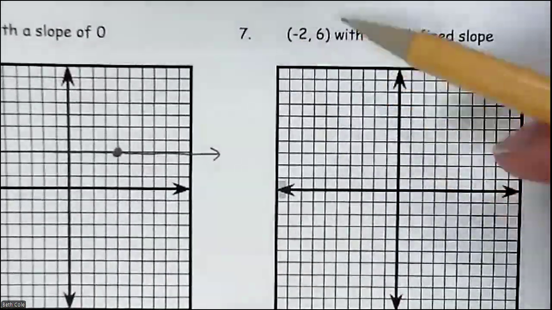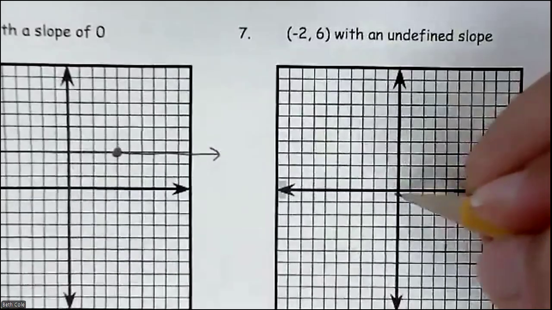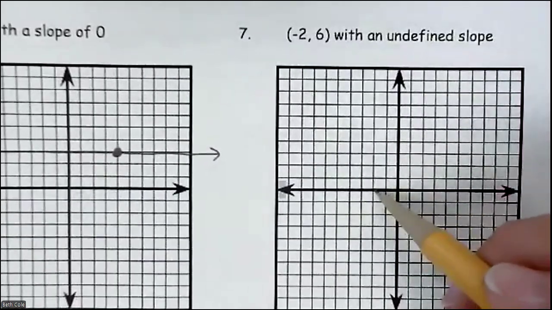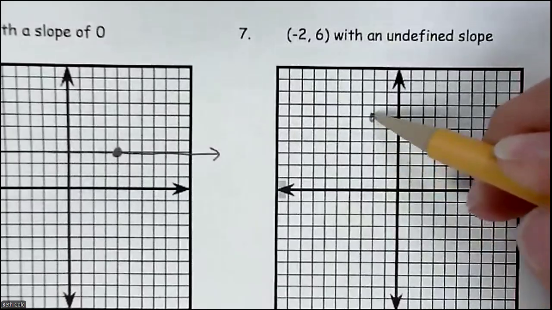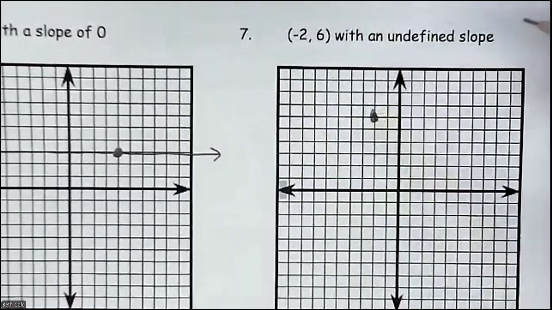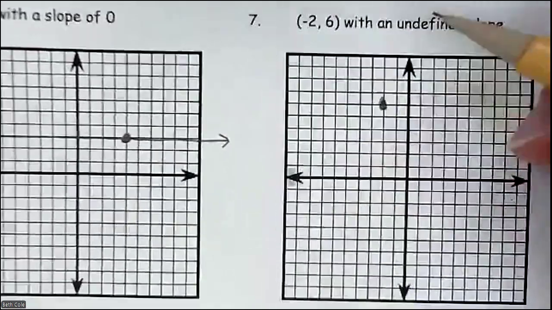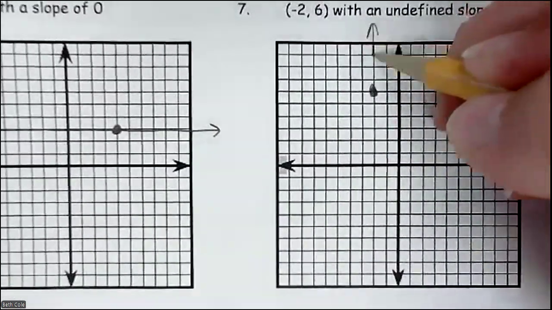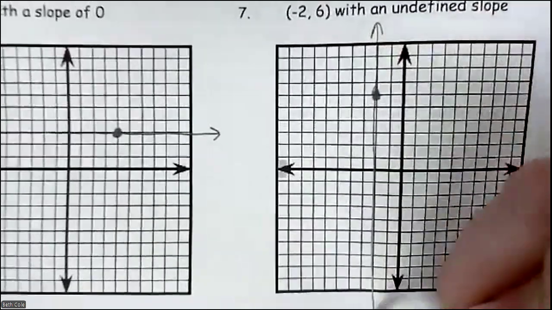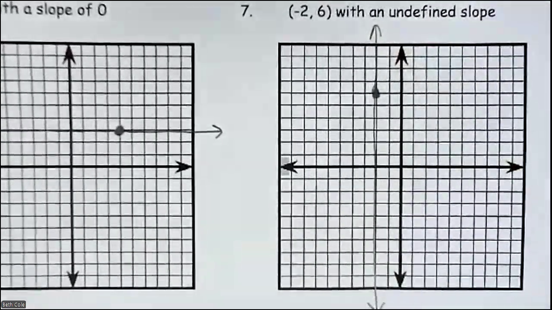All right, so to plot the point -2, comma 6, you're going to go -2 for x, +6 for y. So that'll be right there. Good, and undefined means vertical. So here's your point. Then you're going to draw a vertical line going through that point. Good job. Y'all got that?